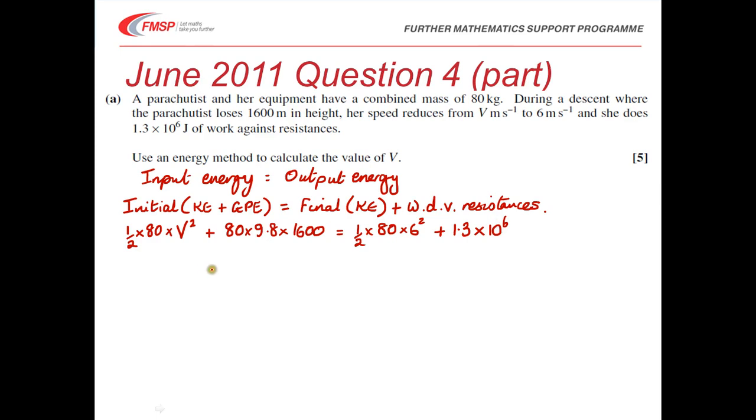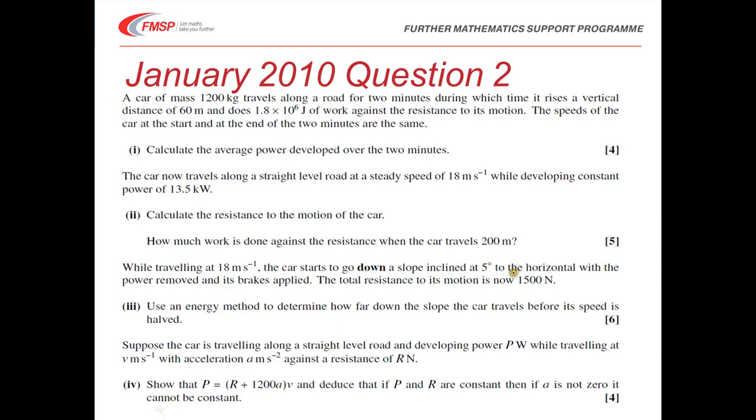Rearranging that expression then and simplifying, putting it into a calculator gives us v squared is 1,176, and that gives us v is 34.3 meters per second. So that's just a little warm-up looking at some concepts of energy, and we're going to go on and do a little bit more work on power.